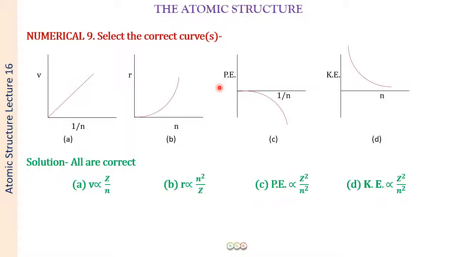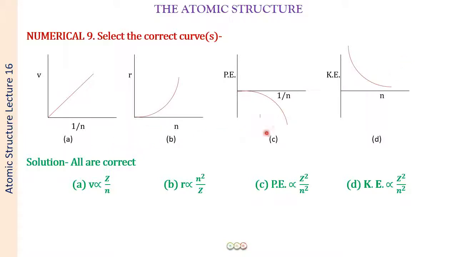Fine. Potential energy is directly proportional to Z square by N square, but this is the negative energy, right? So just like the total energy, potential energy is also negative in sign. So that is why you're finding the quadrant to be this quadrant. Fine. So we have a negative energy. So the graph is this, but this is also correct. Then similarly kinetic energy is proportional to Z square by N square. So the graph you're going to get is this way.